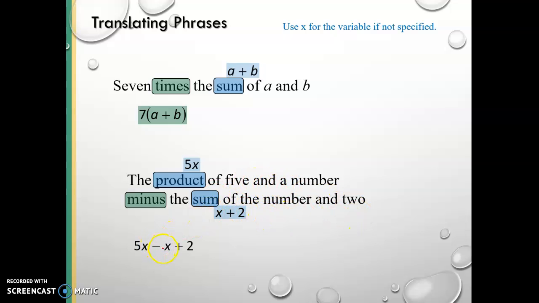So 5x, actually there is still a parenthesis on that, minus the sum of the number and 2. Okay, so that is why I said earlier it should have a parenthesis, because it's taking collectively the number and 2, x plus 2. So that is why you should write parentheses to specify the inclusivity of the terms.